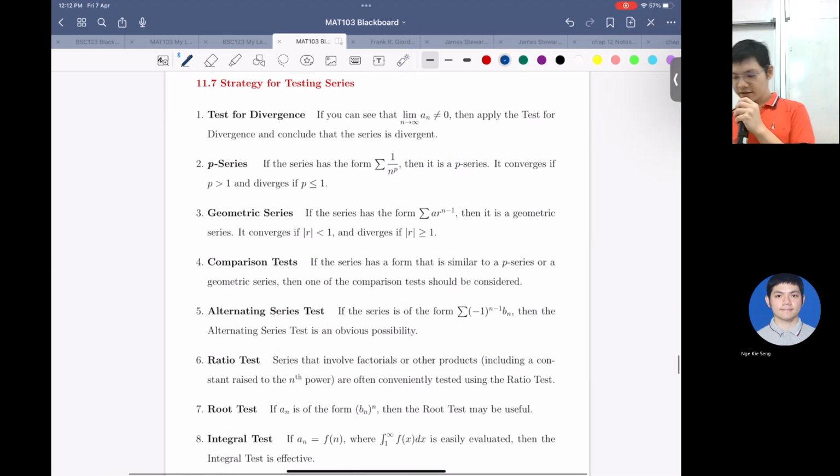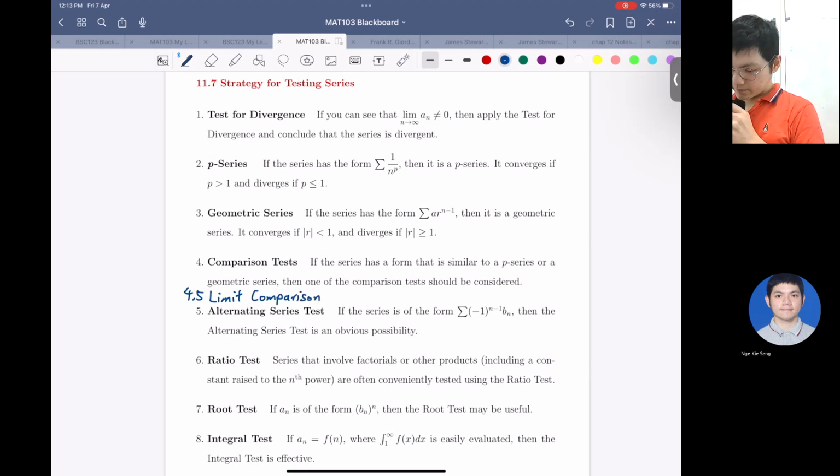So I think that's pretty much it for the series tests. Let me make a summary here. There's the test of divergence, the p-series, the geometric series we mentioned before, the comparison test, and the limit comparison test, maybe like 4.5 here. Then the alternating series test and the ratio test, which we just introduced today. The root test is also introduced today, so two of them. And then the integral test was introduced last time.